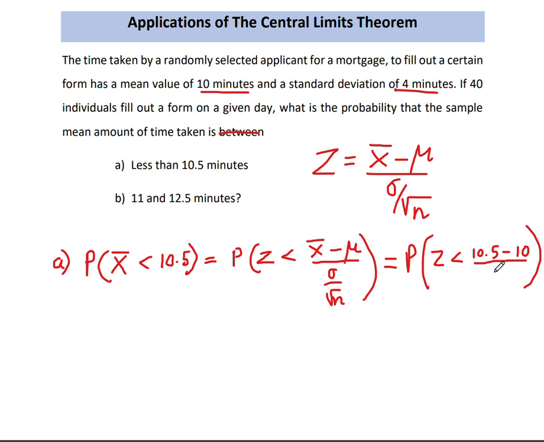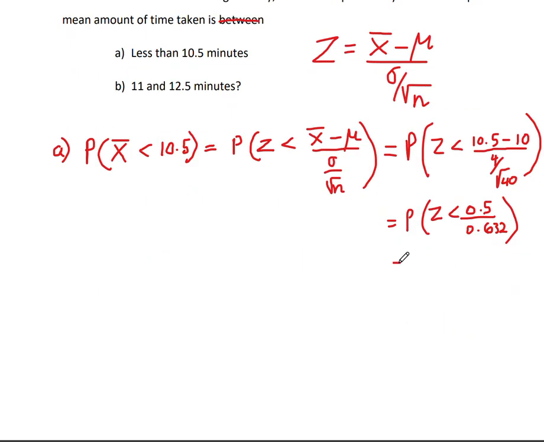So we're dividing all of this by 4 upon the square root of n, where n is equal to 40. So this becomes the probability, when we simplify now, that z is less than 10.5 minus 10, which is 0.5. And when we divide 4 by root 40, we get 0.632. Further, we just need to divide 0.5 by 0.632. So we get the probability that z is less than 0.79. So our standardized value is 0.79.